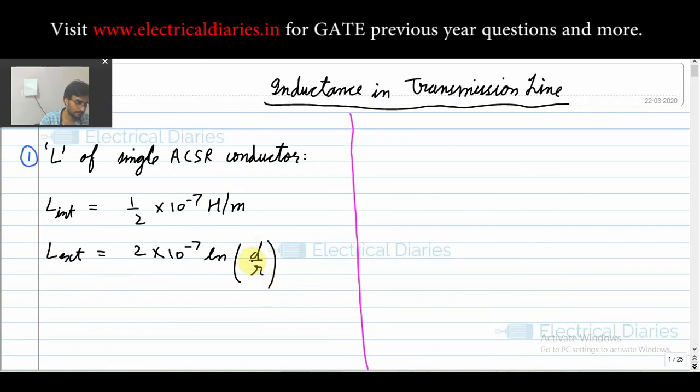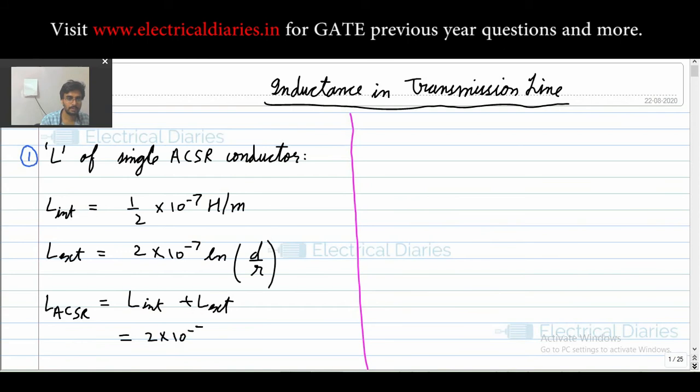So L of ACSR: L internal means the inductance inside the conductor, and L external means the inductance outside the conductor, at some distance d from the conductor. So L ACSR is L internal plus L external. If you just remember this formula, then also it is okay.